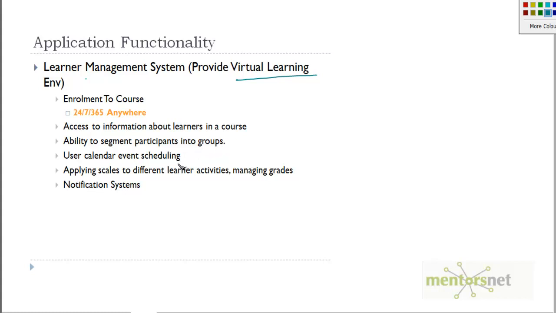In case the student wants to meet the teacher, they can create an online calendar event and schedule a meeting with the teacher. The teacher can also track different learners' activities. For example, in an assignment where you can get 100 marks, how many marks the student got is called grading. Those facilities are also there. And we need a notification system so that the teacher can communicate with the student, and the student can communicate back to the teacher or to their peers. That is called the notification system.